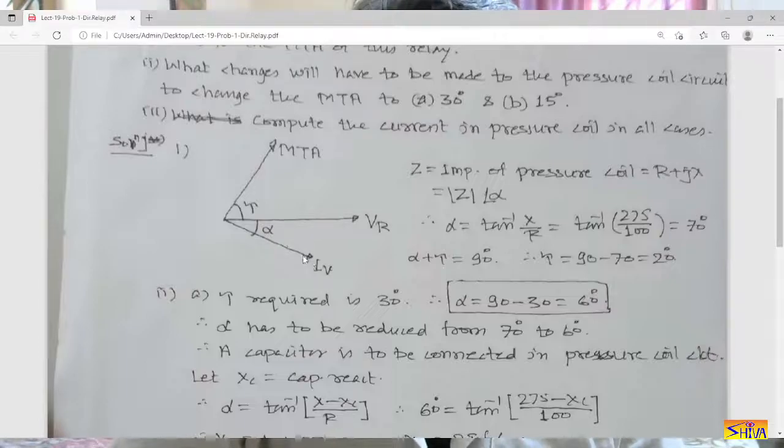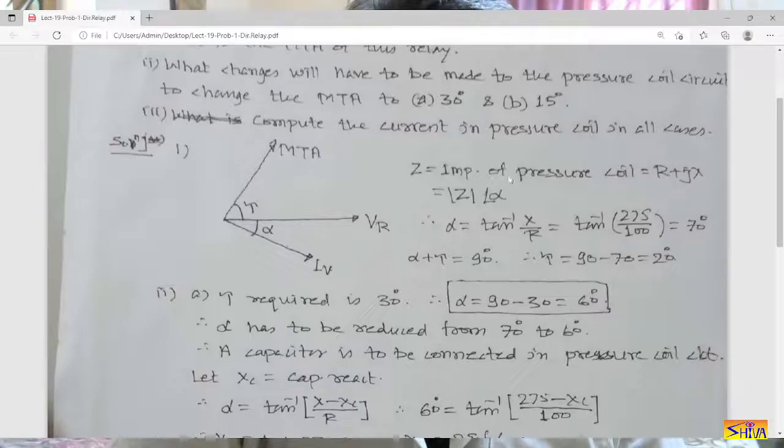That angle we denote by alpha, and call it the relay design angle. Now, if we draw a line perpendicular to IV, we get the maximum torque angle line, and the angle of this line with respect to the relay voltage is tau, that is called the maximum torque angle. So this is the phasor diagram.